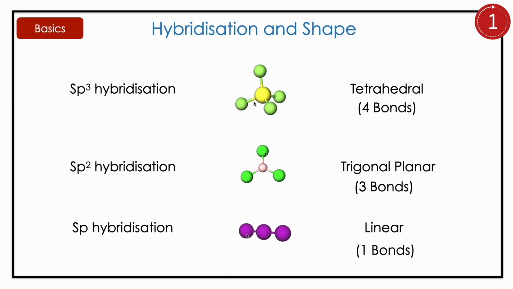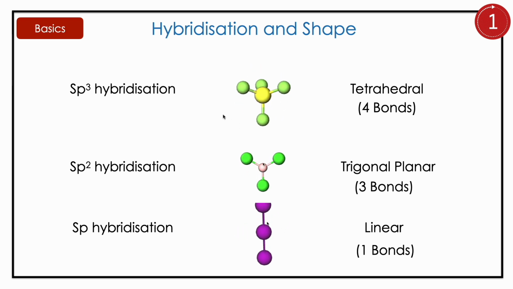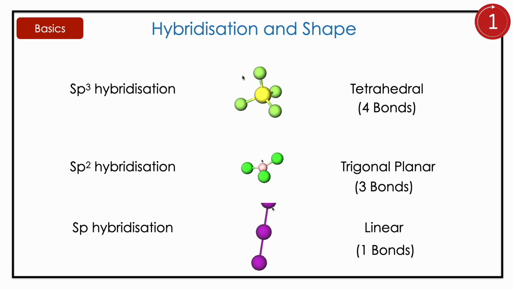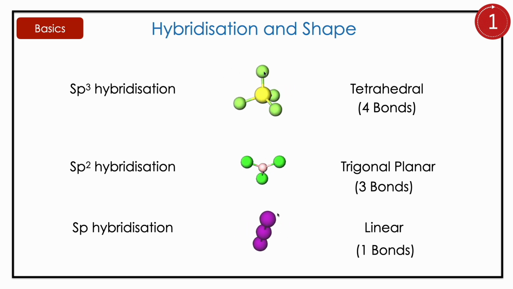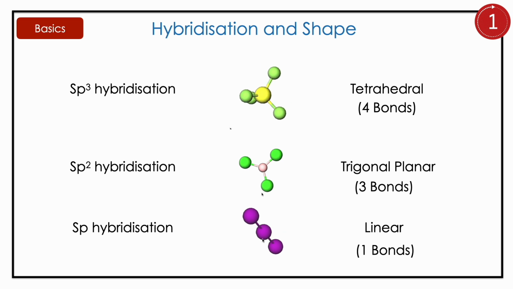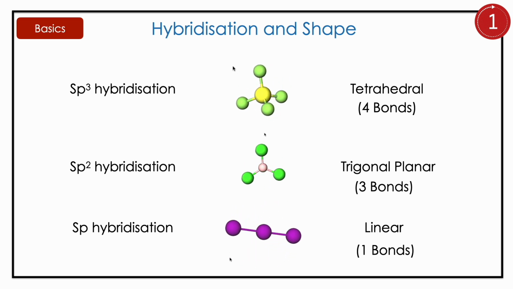So, hybridization and shape. Hybridization sp3 means tetrahedral. The central carbon is connected in a tetrahedral way forming 4 bonds. In sp2 hybridization, it forms trigonal planar. The middle carbon is there, and 3 hydrogens are at the edges. In sp hybridization, the carbon is in the middle, 2 hydrogens are on the sides, forming linear compounds.